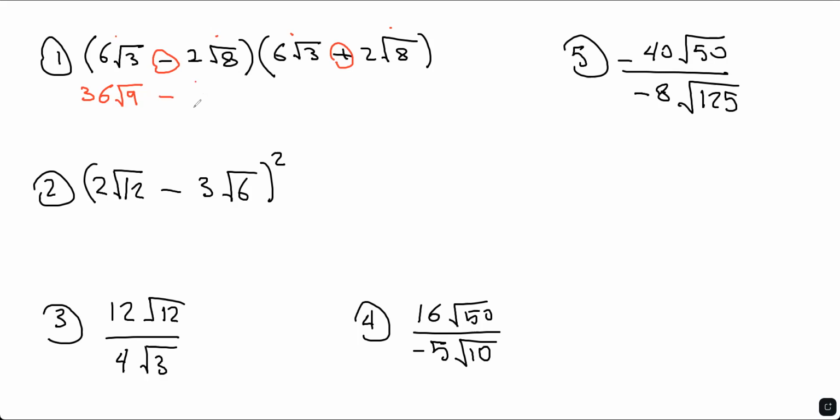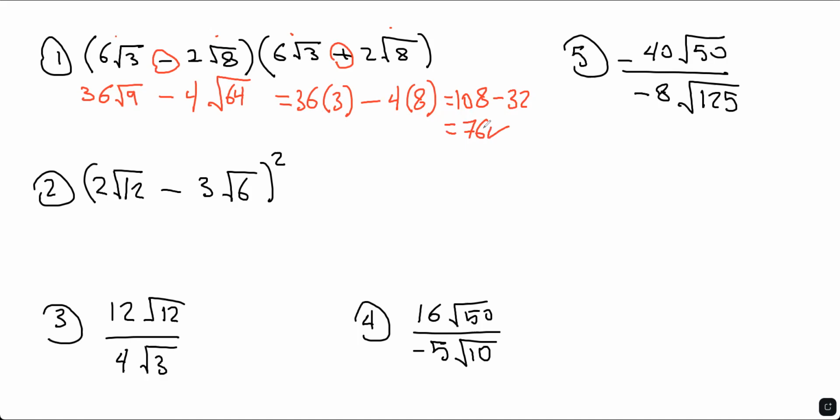So when I multiply last by last, I get negative 4 root 64, which equals 36. Square root of 9 is 3, not square root of 3. Some of you wrote that square root of 9 is the same as square root of 3. That's not correct. Minus 4 and square root of 64 is 8. What does that give you? That gives you 36 times 3, that's 108, minus 32. And that's going to give me 76. So that's the first answer.